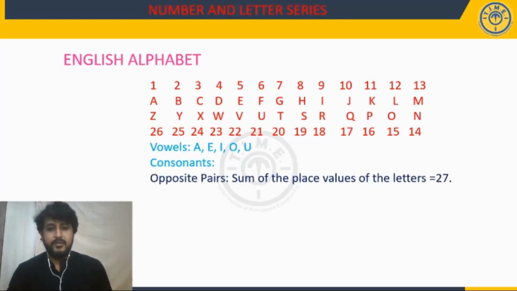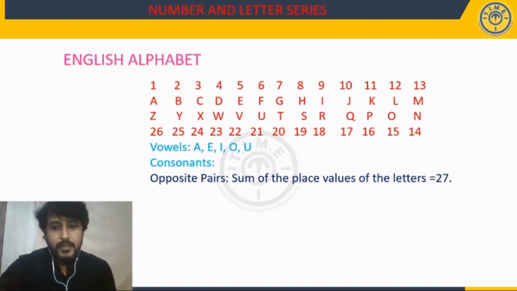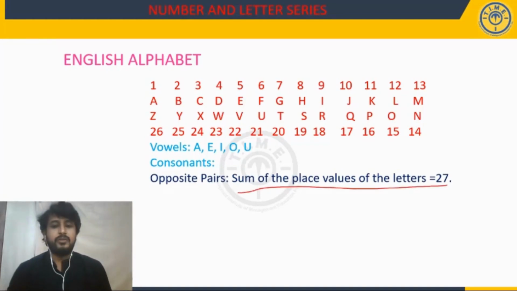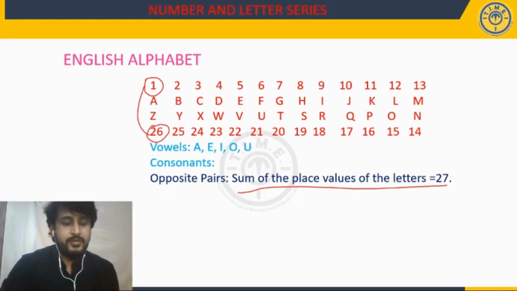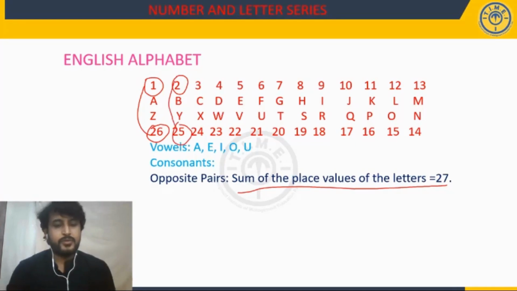Opposite pairs. What do you mean by opposite pairs? Sum of the place values of the letters equal to 27. That means place value of A is 1 and place value of Z is 26. So 1 plus 26, 27. Place value of B is 2 and place value of Y is 25. So 2 plus 25, 27.